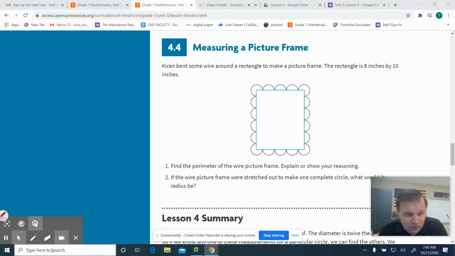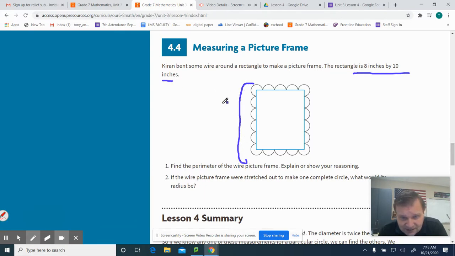We have to look at our information right here. It's an 8 by 10. I chose to look at this length of 10. Okay. So I looked at this and I saw that there were four half circles. And then I saw that there was this 5 right here.